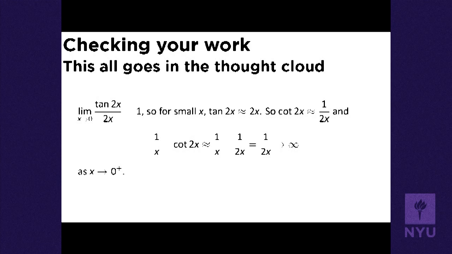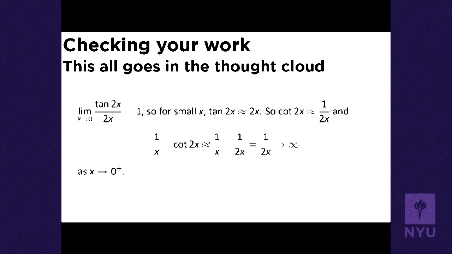So 1 over x minus cotangent 2x is a lot like 1 over x minus 1 over 2x, because cotangent is 1 over tangent, and tangent of 2x is approximately 2x. So 1 over x minus 1 over 2x is equal to 1 over 2x, and that definitely goes to infinity as x goes to 0 from the positive side.